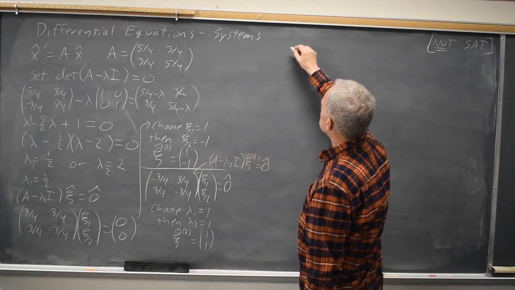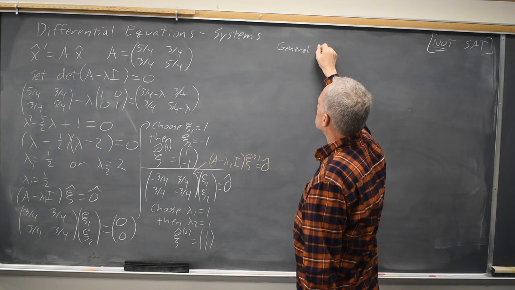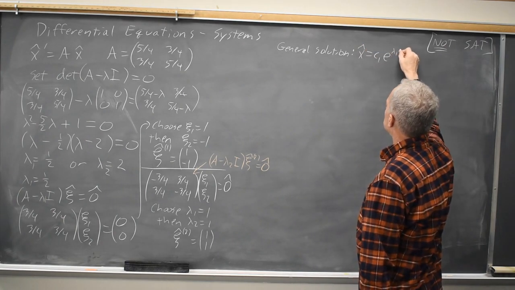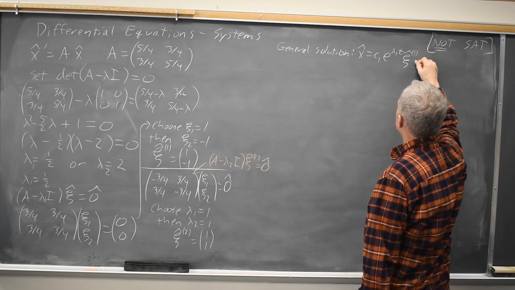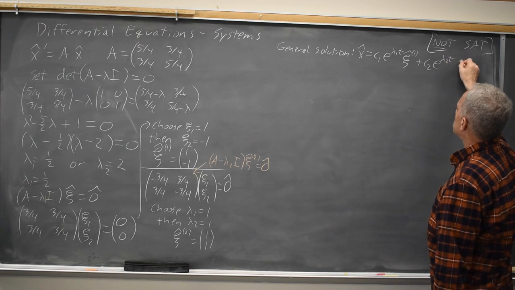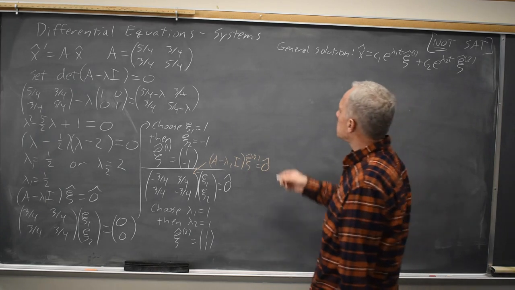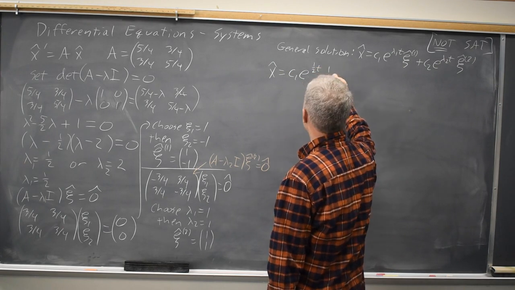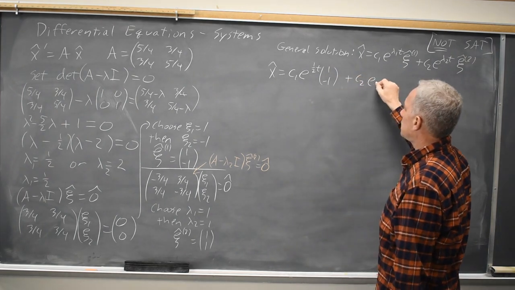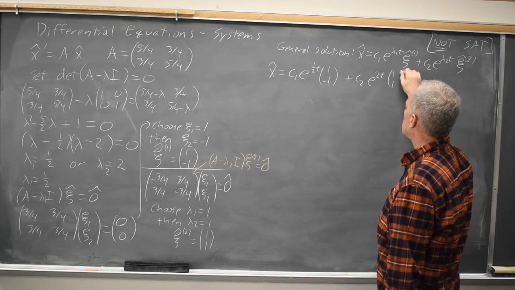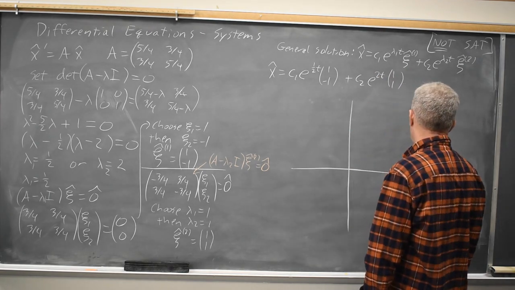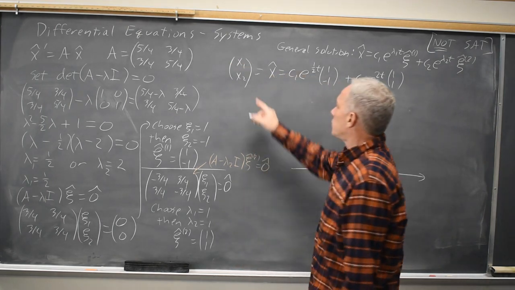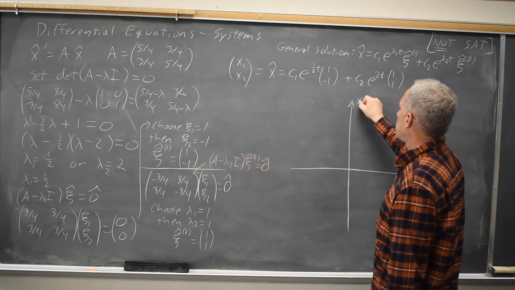We saw previously that our general solution is x equals c1 e to the lambda 1 t eigenvector 1 plus c2 e to the lambda 2 t times eigenvector 2. So in this case, that gives us x equals c1 e to the 1/2 t times 1, negative 1, plus c2 e to the 2t times 1, 1. Where x is the vector x1, x2, and those x1, x2 are my axes here.